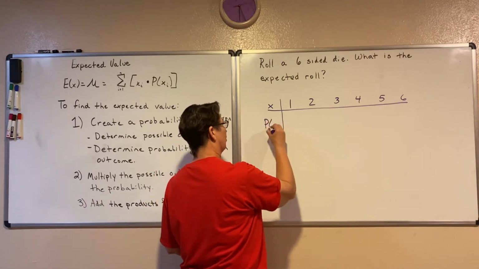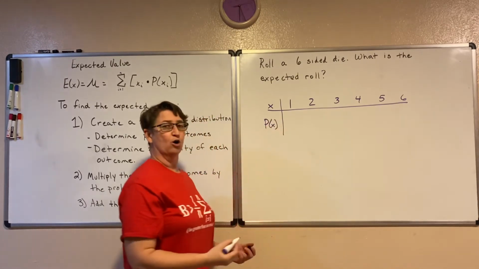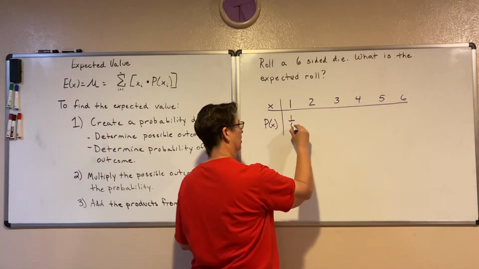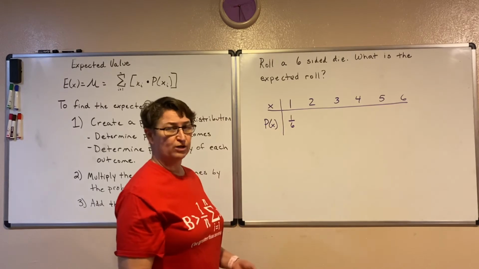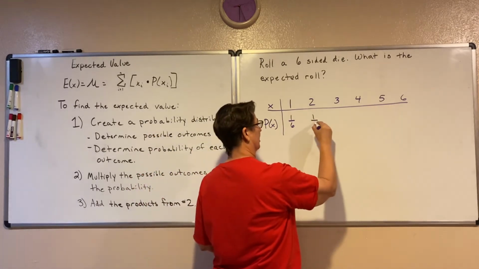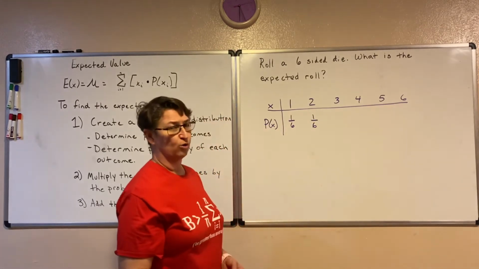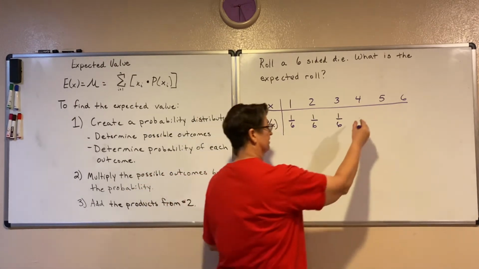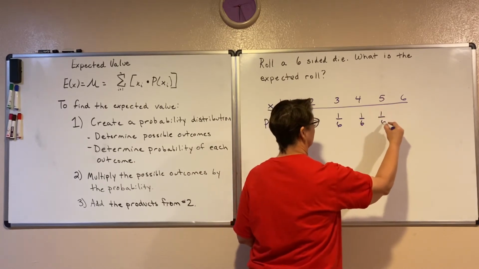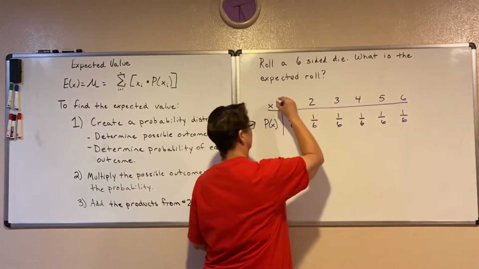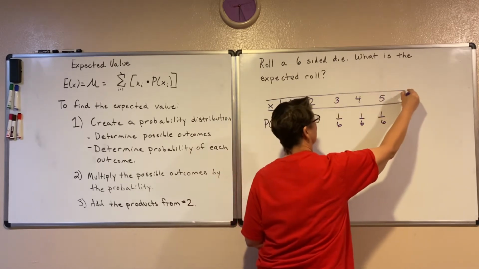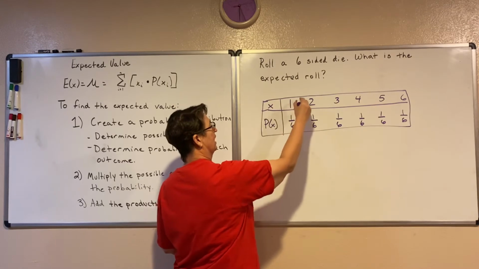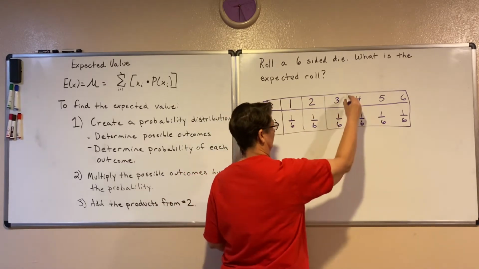So what is the probability that I roll a 1? Well, there's 1 out of 6 sides, so the probability I roll a 1 is 1/6. There's 1 2 out of 6 sides, so the probability I roll a 2 is 1/6. There's 1 3 out of 6 sides, so the probability I roll a 3 is 1/6, and that's true for the rest of the numbers as well. The probability of each is 1/6. I have created a probability distribution. This gives all my possible outcomes and the probability of each of them.